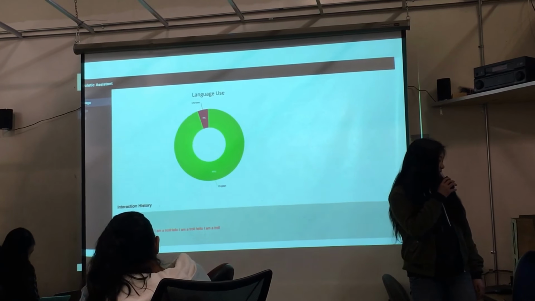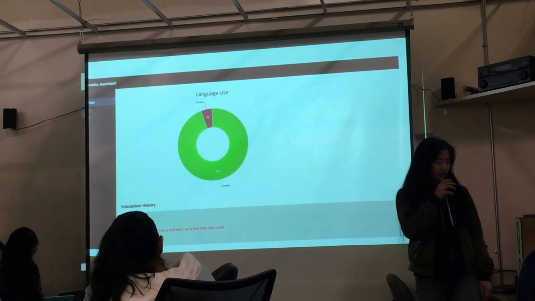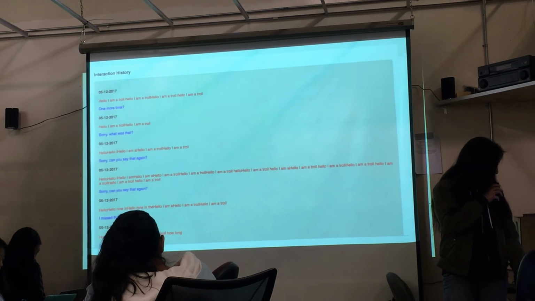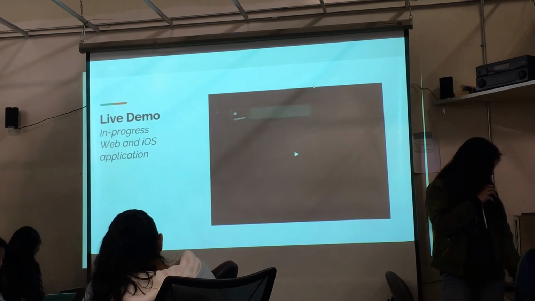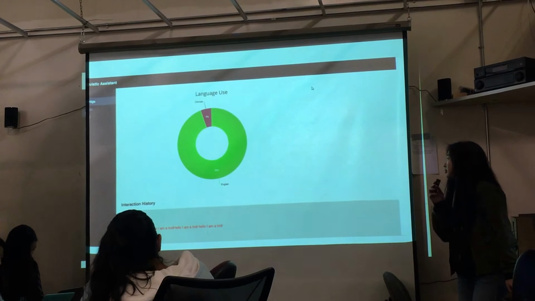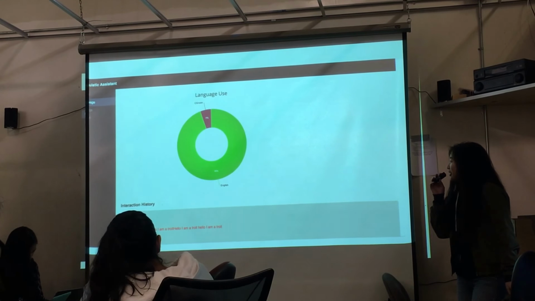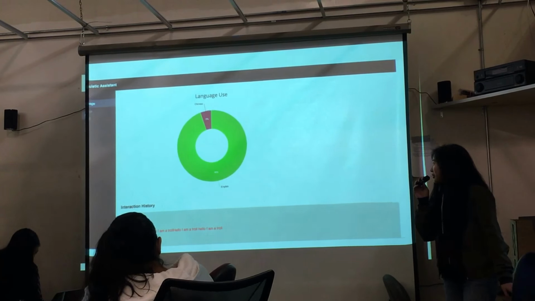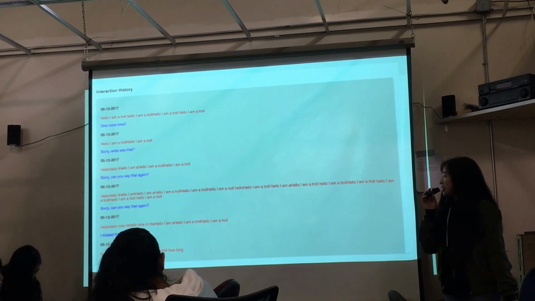This is just a graph of your language use for your entire use of the product. What's this? So the green part is English, which was apparently 95% of my use, and Chinese for 5% of my use. Okay. And this is just a log of everything.